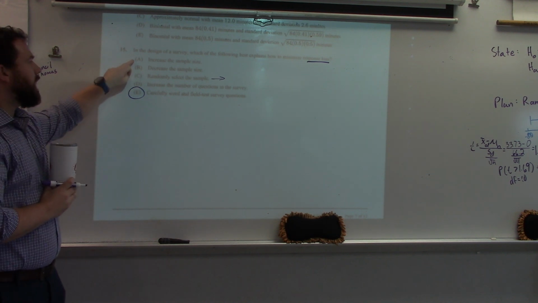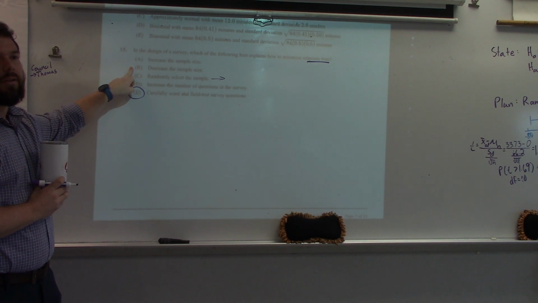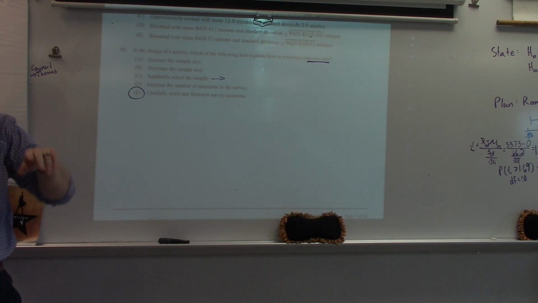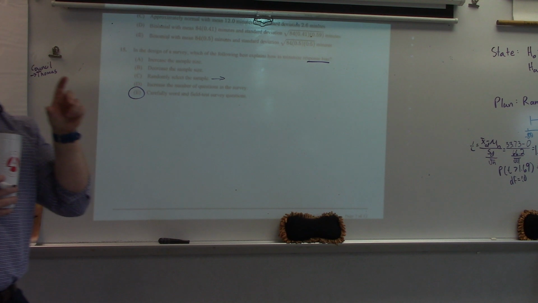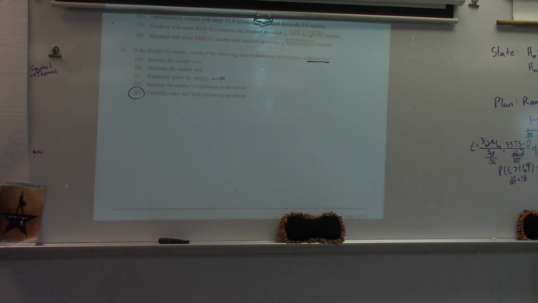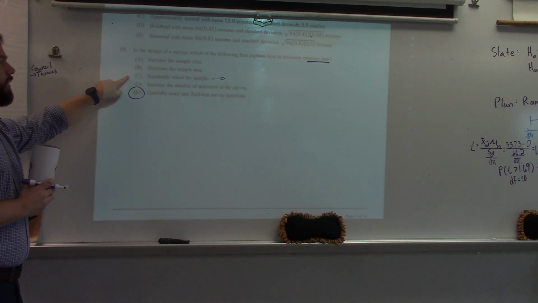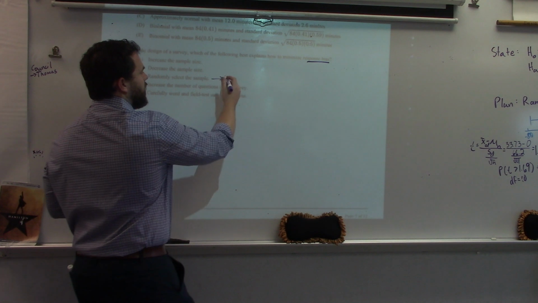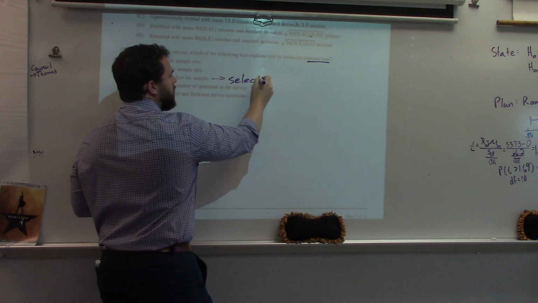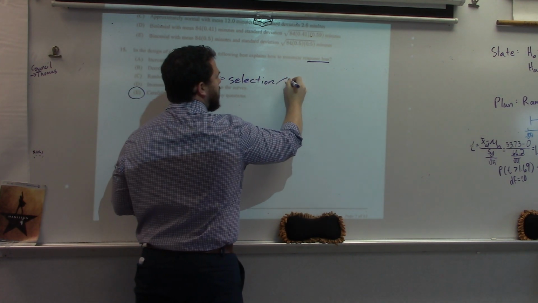But notice, it's not the sample size, right? Increasing and decreasing sample size does not affect bias. What does increasing and decreasing sample size do? Say it again. Variability, the spread, the variance, the standard deviation, all those words, right? Increasing the sample size decreases the spread, but if it's biased, it's biased. The sample size doesn't affect that. Increasing the number of questions, same deal. Randomly selecting the sample reduces selection bias. Selection or undercoverage.